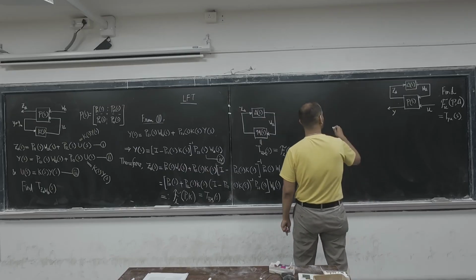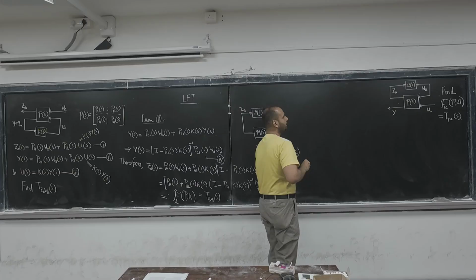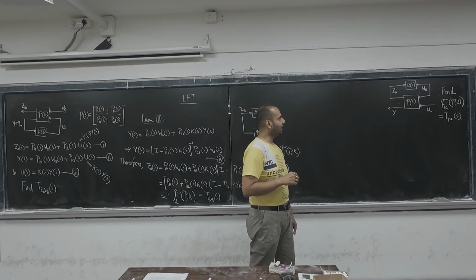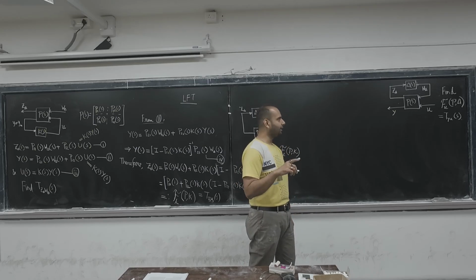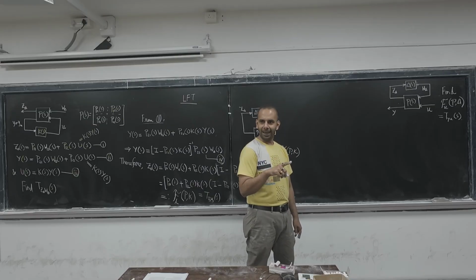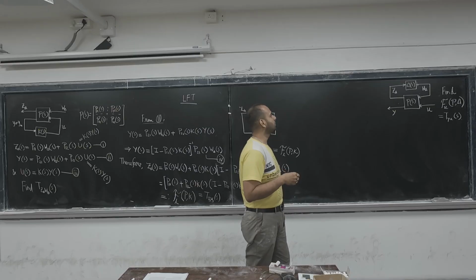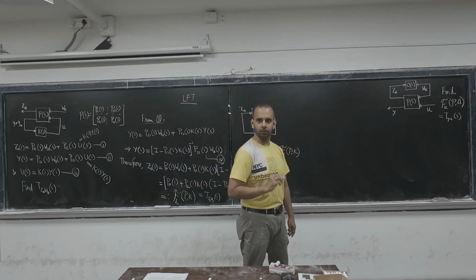So in case of upper LFT also you have to proceed exactly in the same way. That is, first you write down the equations for the open loop system. I mean Z delta equals P11 into W delta plus P12 into U. Similarly another equation for Y, and then you have the most vital equation, W delta equals delta into Z delta. These three equations we have, right?